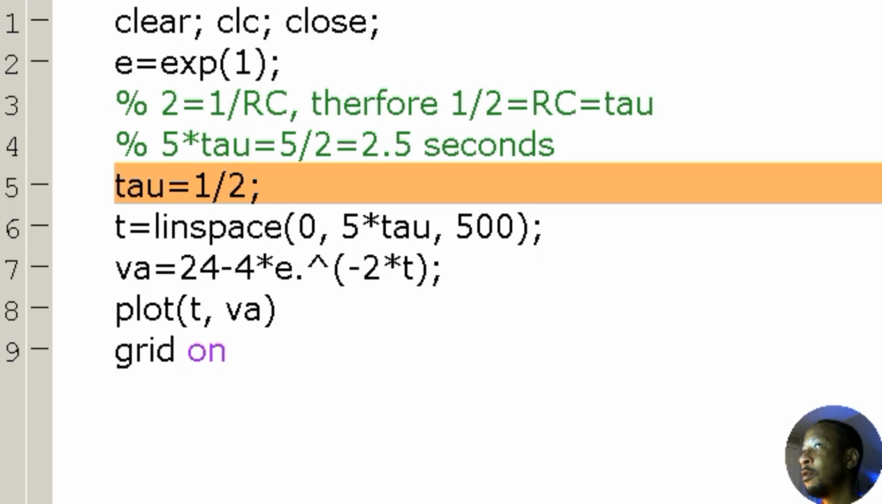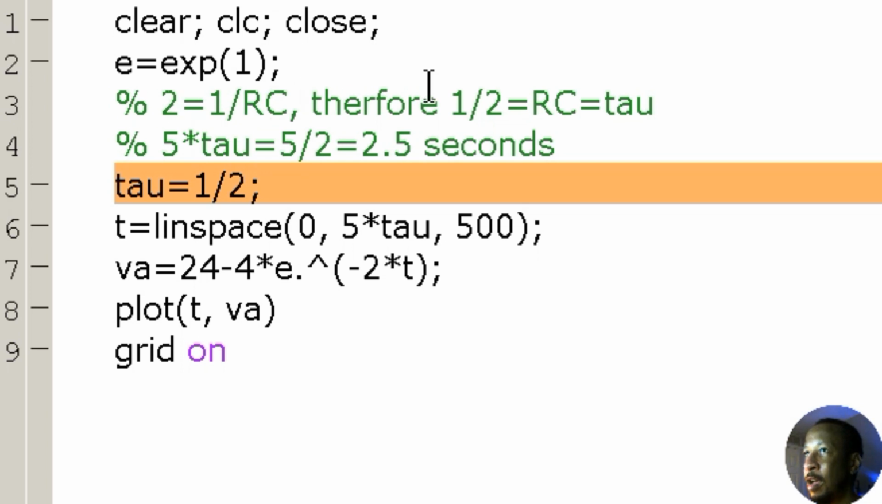Okay, I'm going to very briefly go over my MATLAB script. I have here clear, clc, close, so I'm starting off new with my variables as well as my graphing window. E equals exp of 1. You don't have to use this, but I use it to get E to be a constant itself in my script.